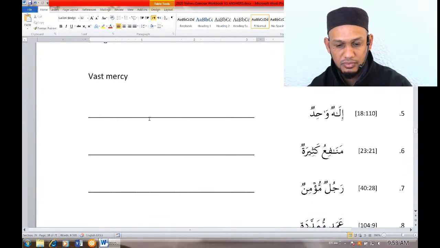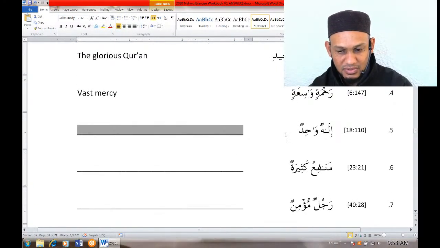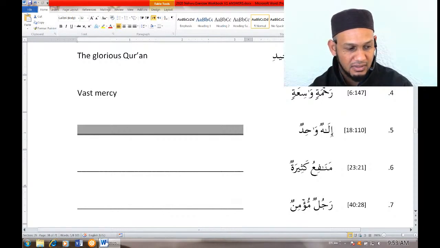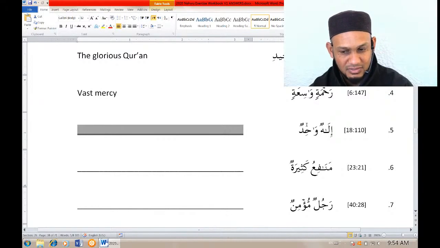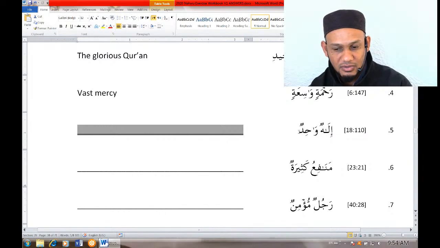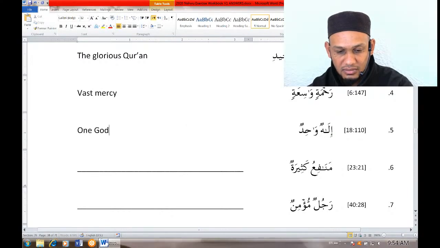Okay. Number 5. Again, we're just translating all of these and we're seeing that these are all from the Quran. You can see there's a mawsuf and there's a sifa. The word ilah is what is being described. Ilah means a God. So rahmatin wasi'atin is just vast mercy. Number 5, ilahun means a God. Wahidun means one, so wahidun is describing ilah. So ilahun wahidun means one God.